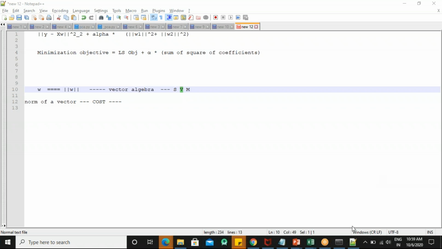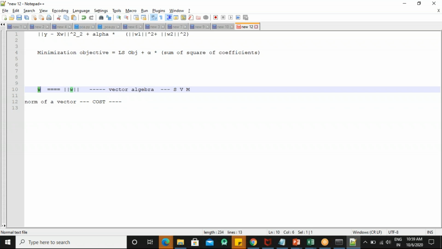Nitika, what is your question? And Gulzar, what is your question? What's the meaning of norm? What does it stand for? Yeah, I'm coming to that. I have just started it, right? Okay, yeah, so that's what I'm saying. Support vector machine is based on vector mathematics or vector algebra.